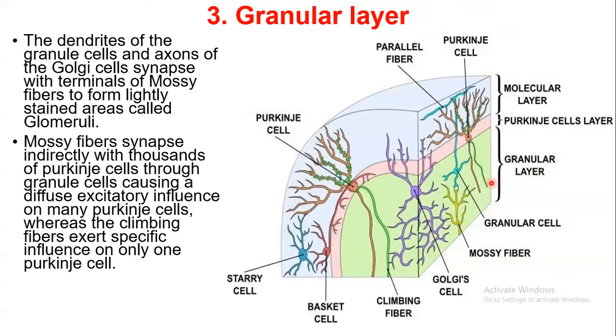These are the dendrites of the granule cells, and these are the axons of the Golgi cells. Together with the terminals of the mossy fibers, all three form a lightly stained area at this place. This area is the lightly stained area, and it is known as the glomeruli.